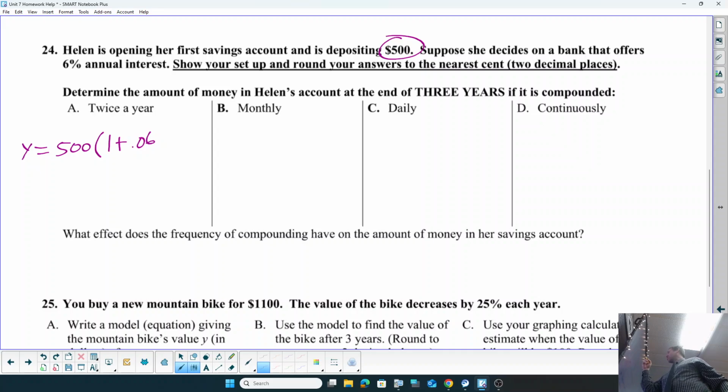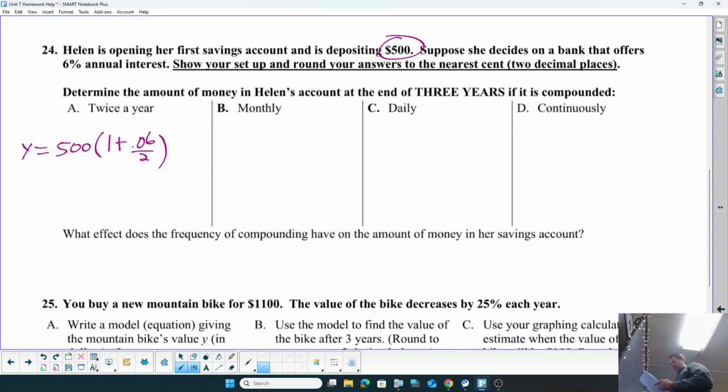And so to make it twice a year, we do the opposite, which is divide by 2. Show your setup around your answers, and there's 2 decimal places. So she decides on a bank that offers 6% annual interest, so twice a year. And so time goes in the top. So that's our time, right?